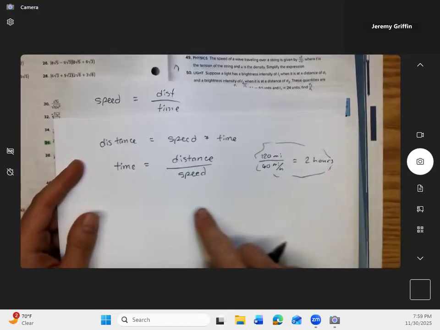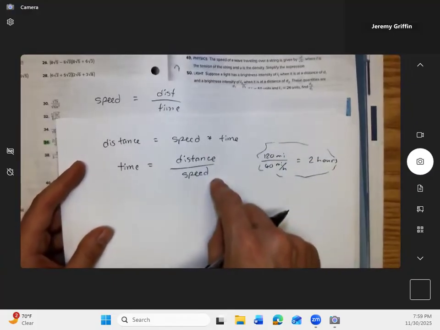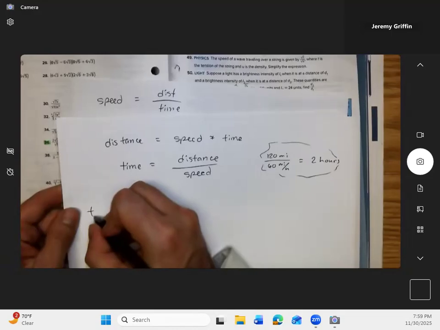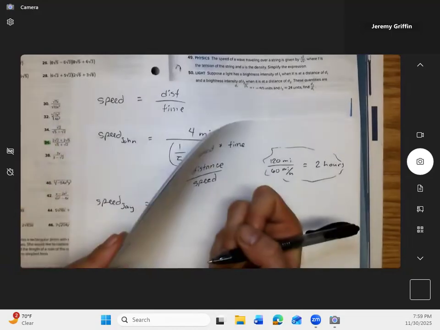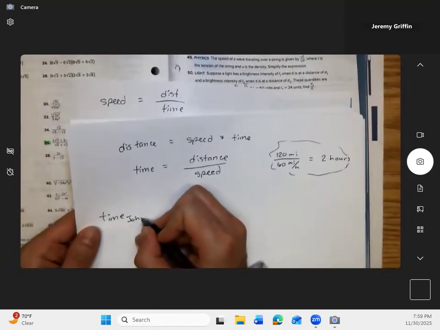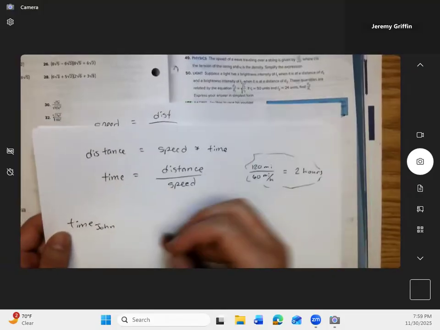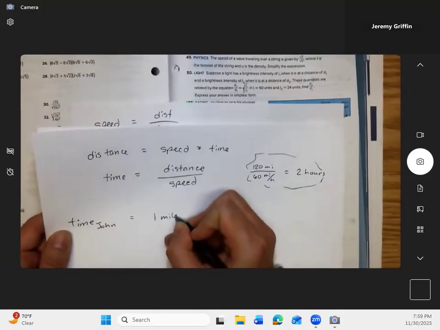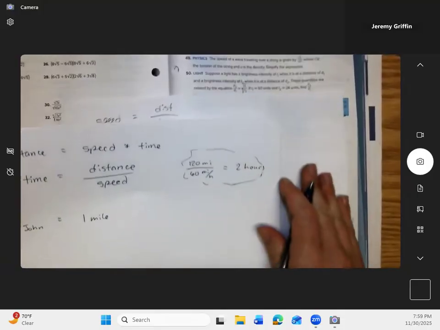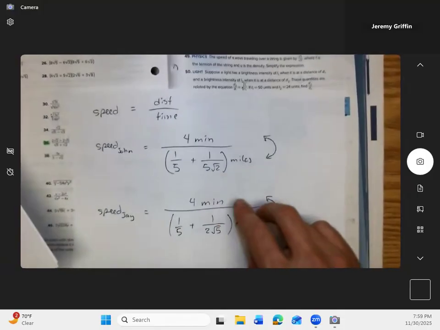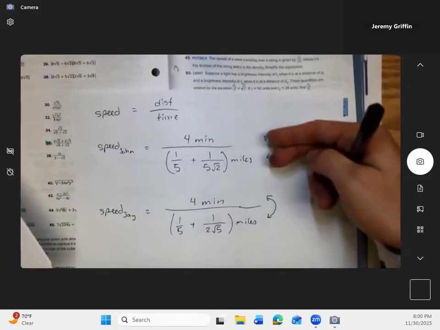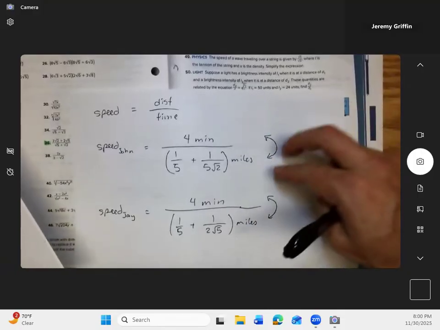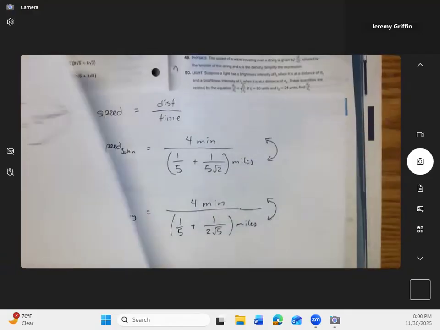That's basically what we're doing. So if you take the distance and divide by the speed, that gives me how much time it takes. So what's the time for John? Well, the distance would be 1 mile, and I have to divide that by his speed. The way I wrote it, I did write 1 over the speed, because the speed should be this many miles divided by this many minutes.